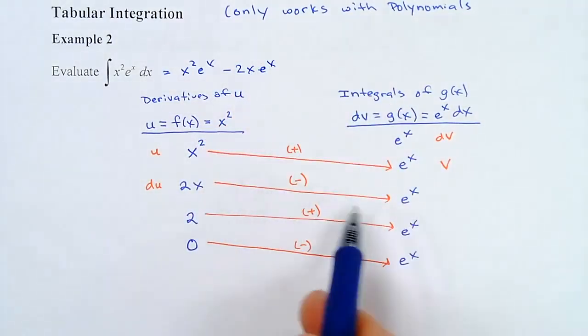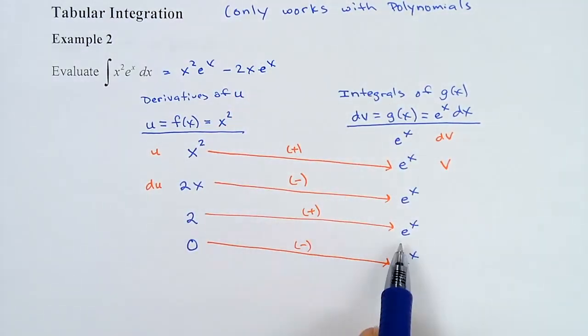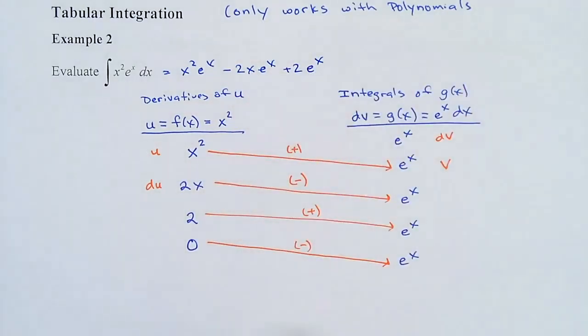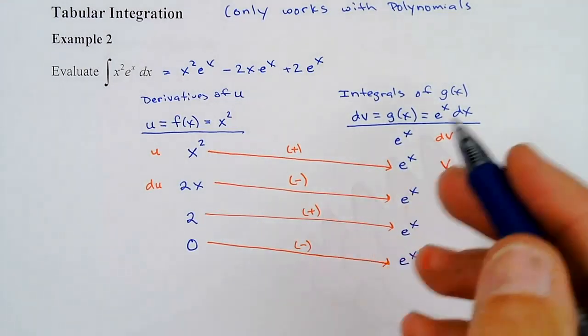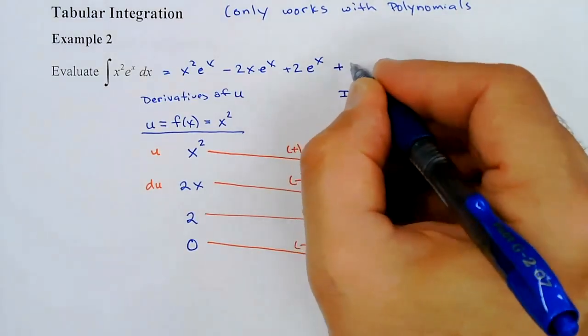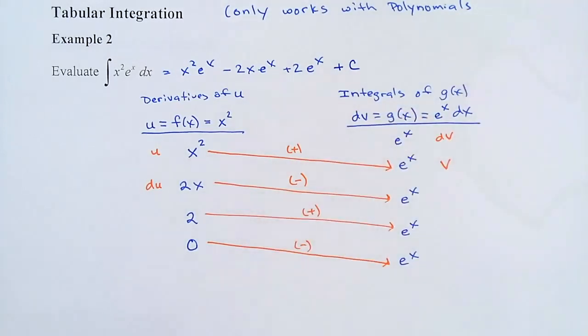So these are going to be the products, okay? And then we're going to add 2e to the x. And then the next one, we would be subtracting 0 times e to the x. Well, that's just 0, so there's no point in writing that. So that's what happens, and that's why this works, okay? So then we have to recall that this is going to be plus a constant c. And so that's how you can integrate this.